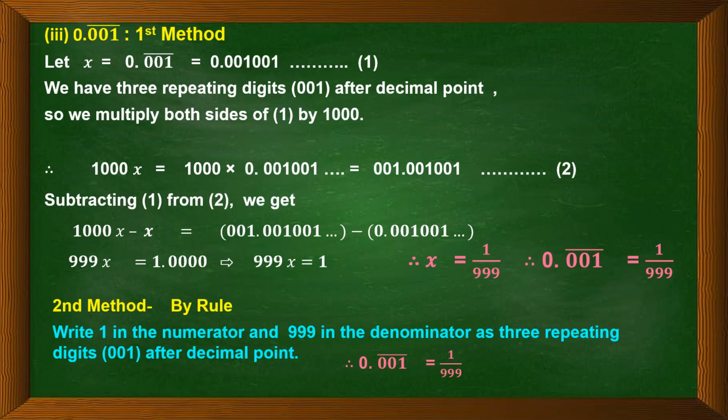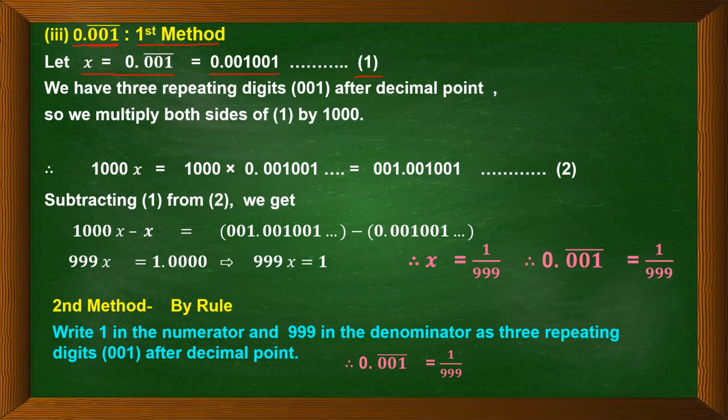Now the third part is 0.001 under the bar. Now all the digits after the decimal point are being repeated. 001 is being repeated. So this is a pure recurring decimal number. So we shall solve by two methods. That is, the first method is the X method and the second method is the rule method, or you can say shortcut method. So first method, x is equal to 0.001. It is under the bar, so we can repeat it: 0.001, 001 and so on.